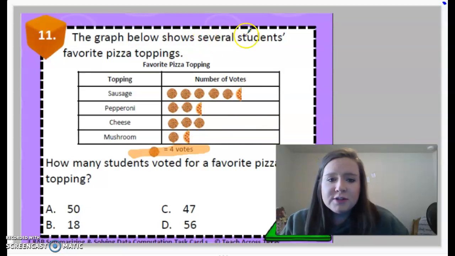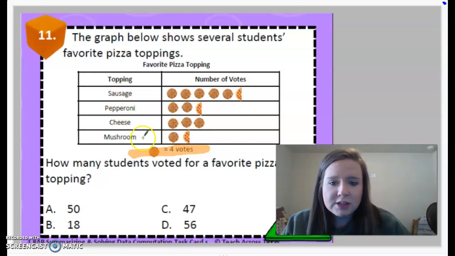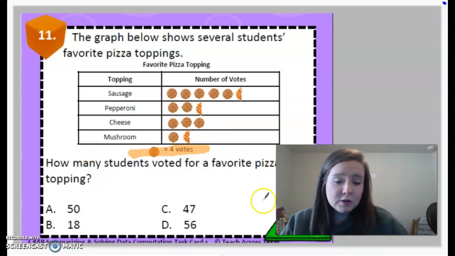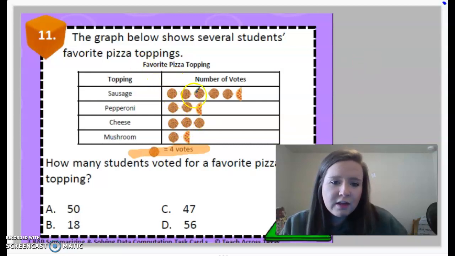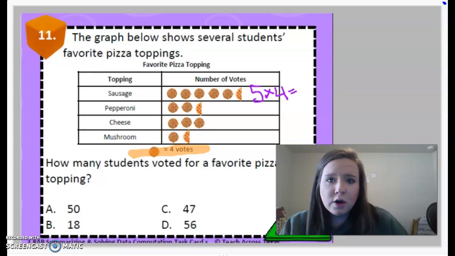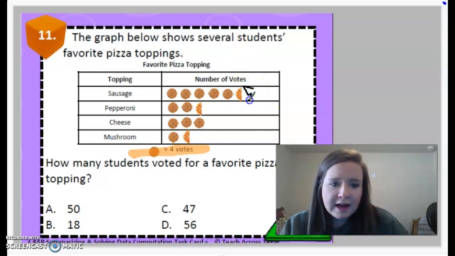So the graph below shows several students' favorite pizza toppings. The toppings you have are sausage, pepperoni, cheese, and mushroom. How many students voted for a favorite pizza topping? So we're trying to figure out how many students total voted for a favorite pizza topping. Well, if I know that this is 4, so this is 1, 2, 3, 4, 5. 5 times 4. What does 5 times 4 equal? Good. 5 times 4 equals 20.